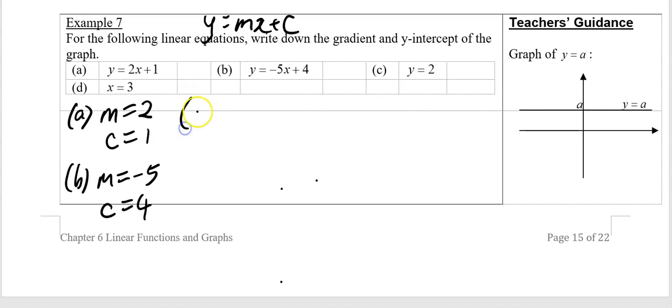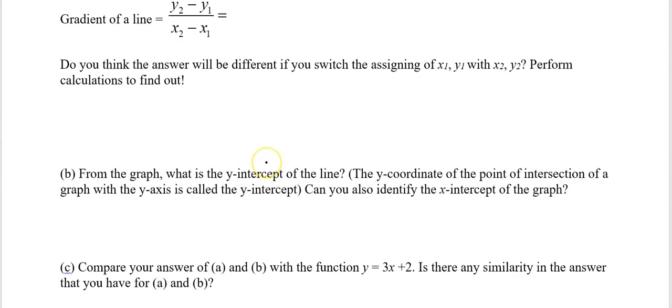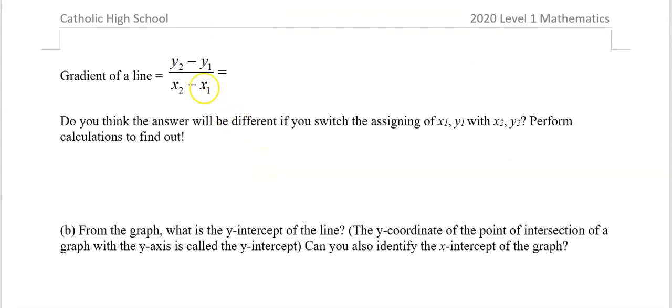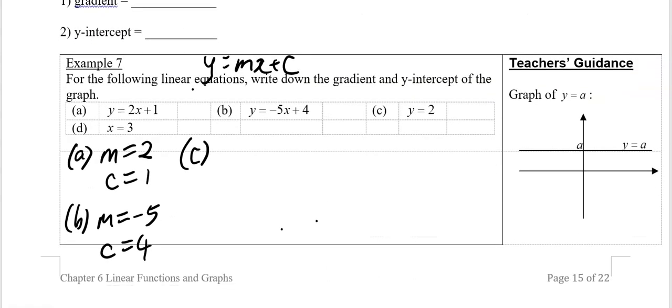So for part C, I understand that previously at the top, you all learned that the gradient of a line is y2 minus y1 over x2 minus x1. Now, what does this actually mean? This means that the gradient is change in y divided by change in x.